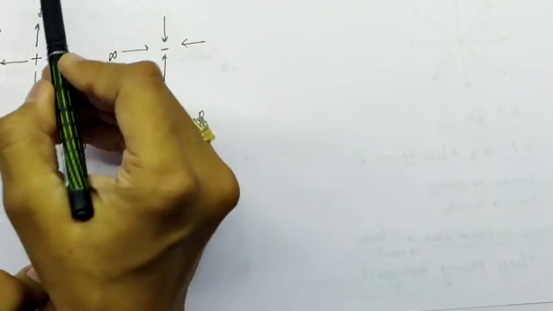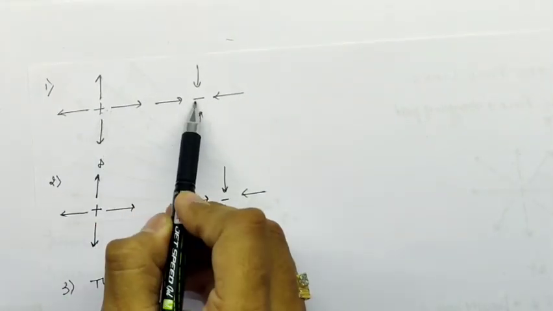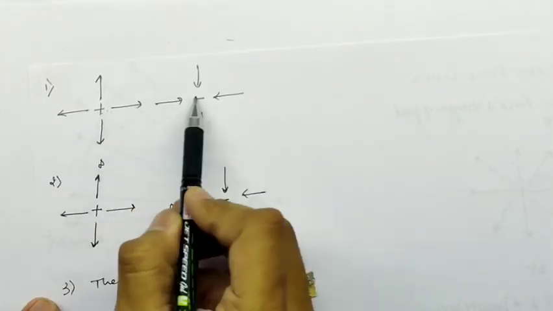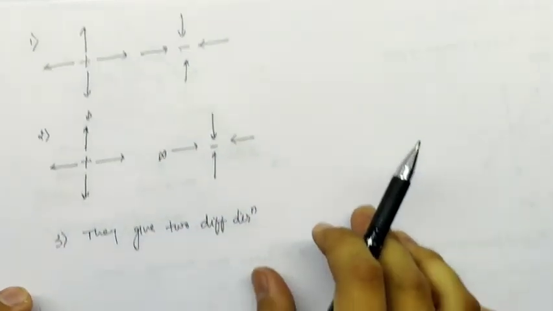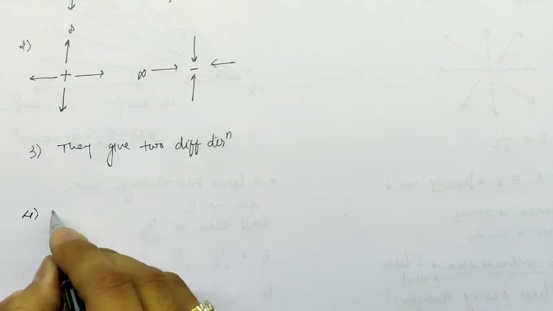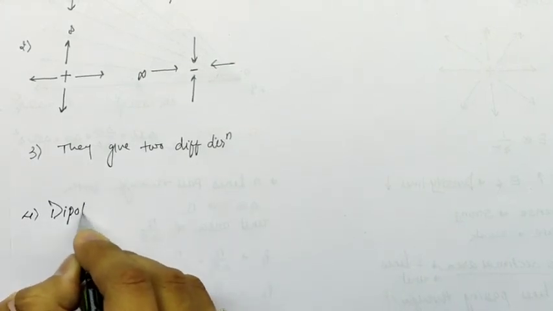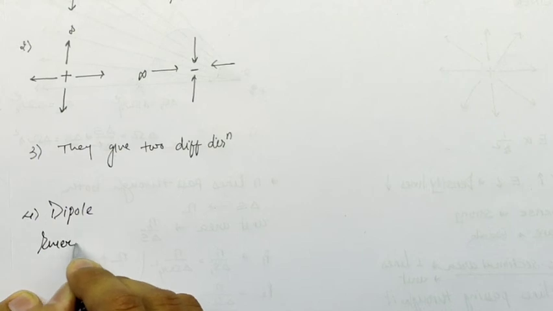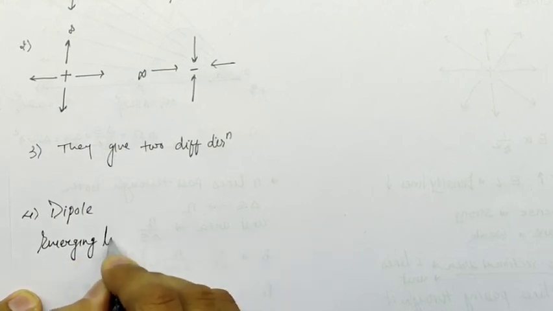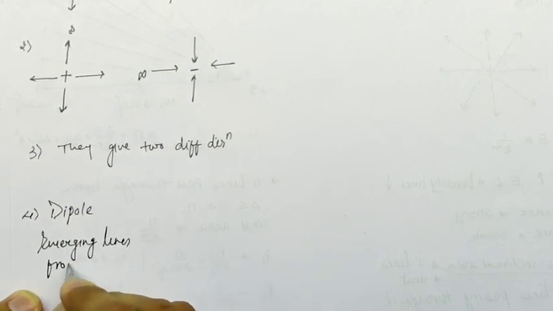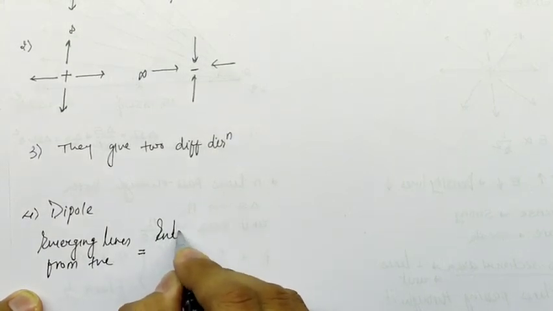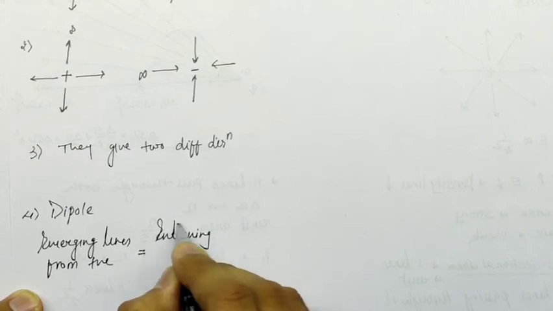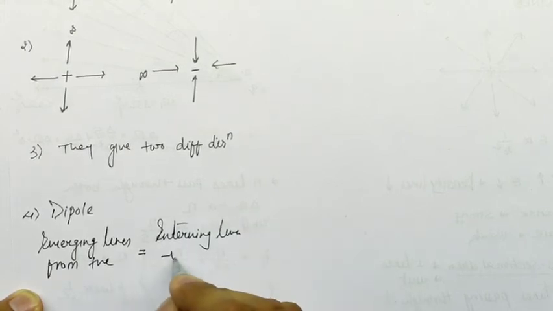Let's see. For the positive, outward; for the negative, inward; and this is a dipole. Electric field lines emerge from the positive and enter the negative, which means in a dipole, the lines emerging from the positive equal the lines entering the negative.